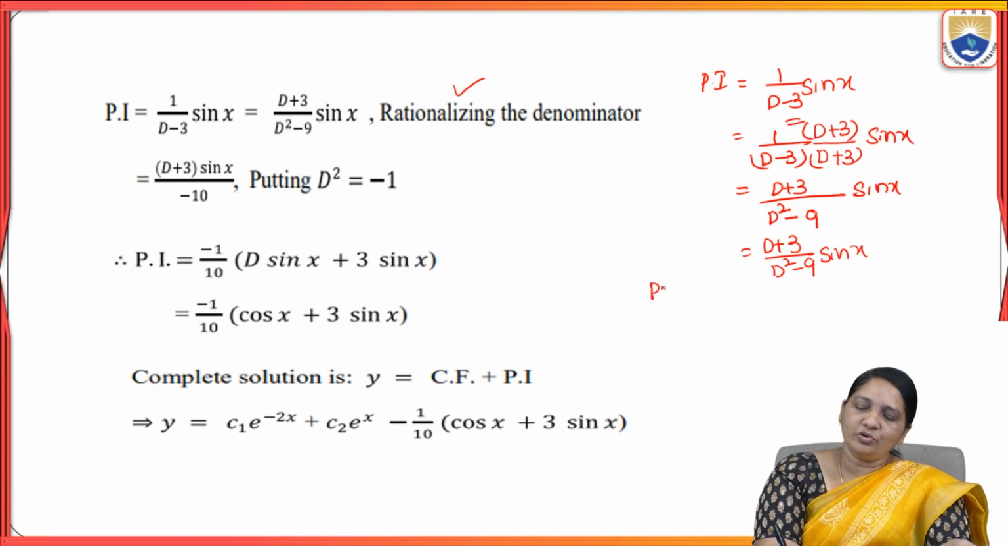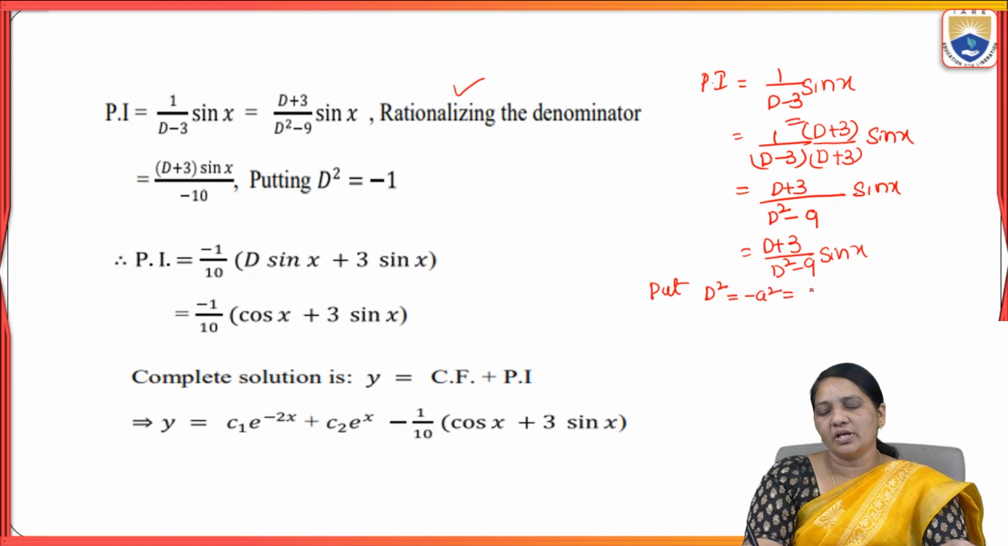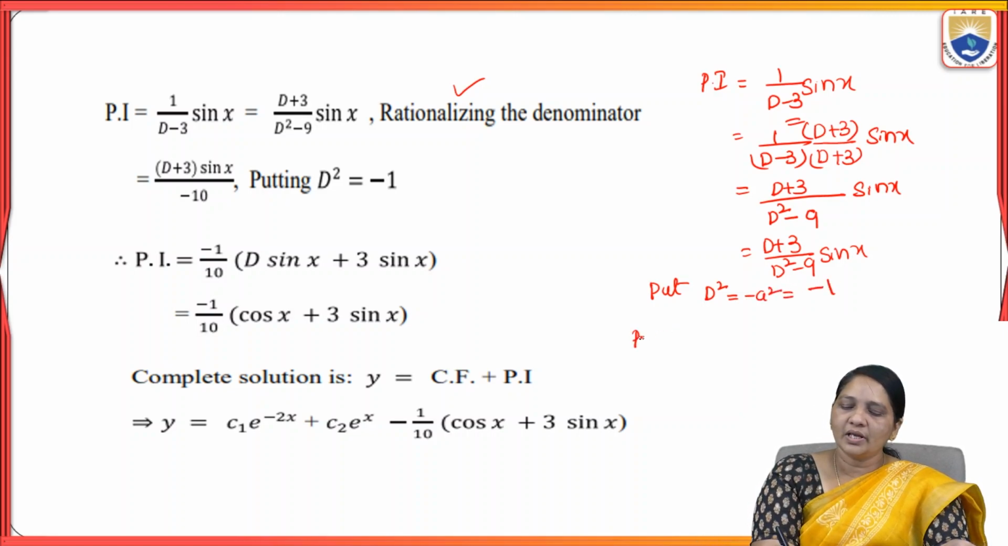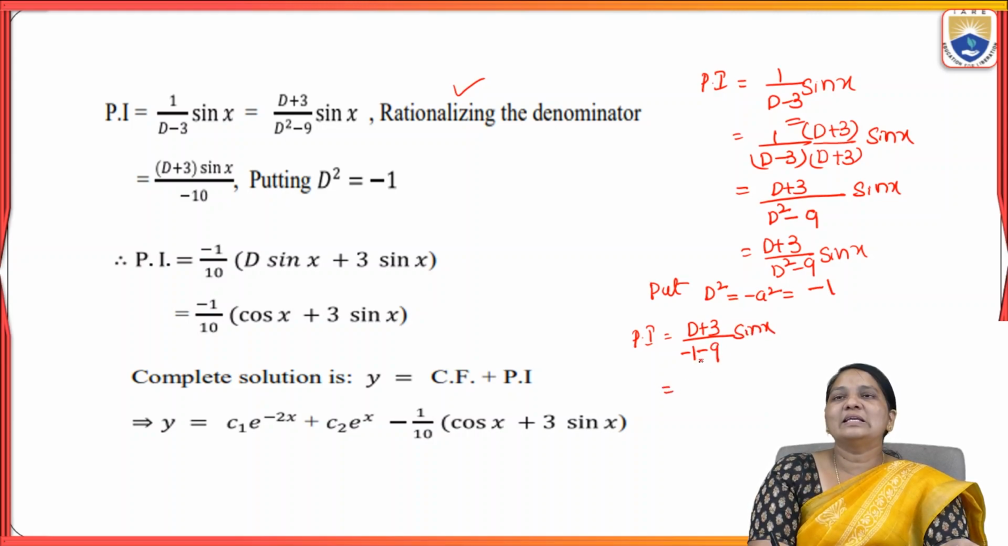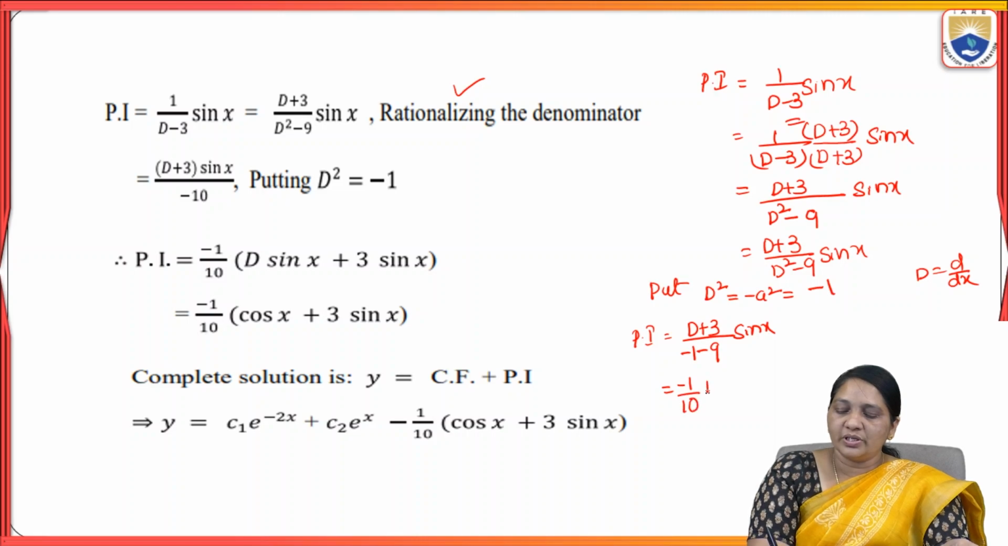Now again I have to put D square equal to minus a square, and this value is minus 1. Now PI equals D plus 3 by (D square value is minus 1, minus 9) sin x. So D is nothing but d by dx, the derivative. We are going to apply that here. So minus 1 by 10, derivative of sin x plus 3 into sin x.